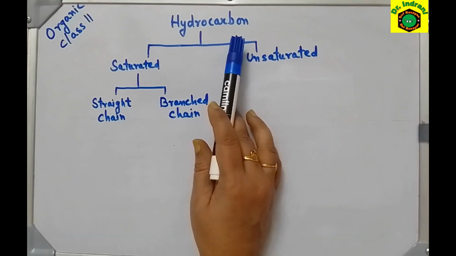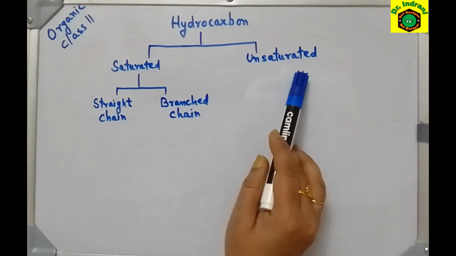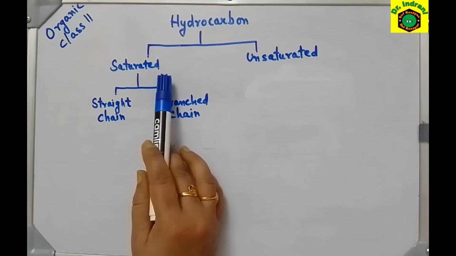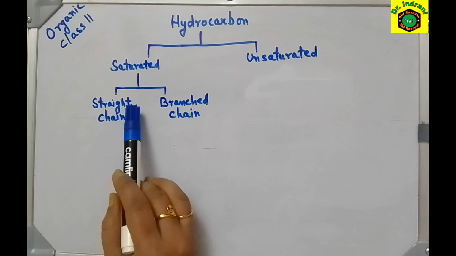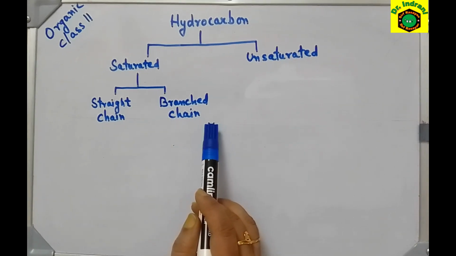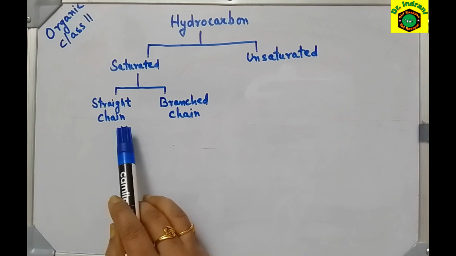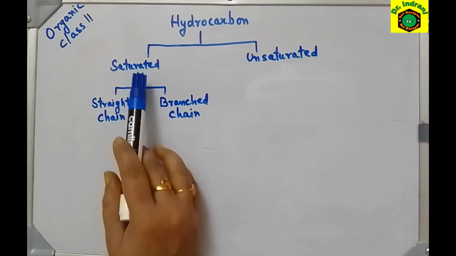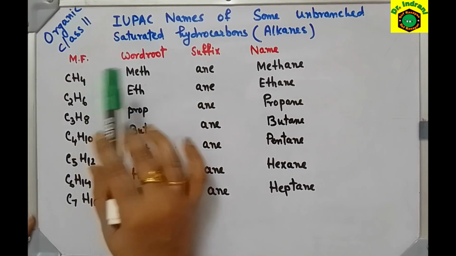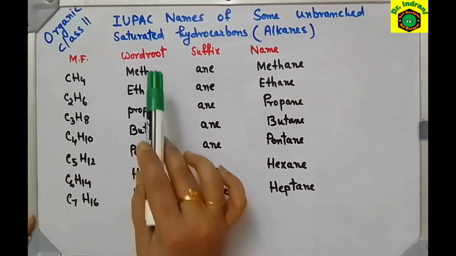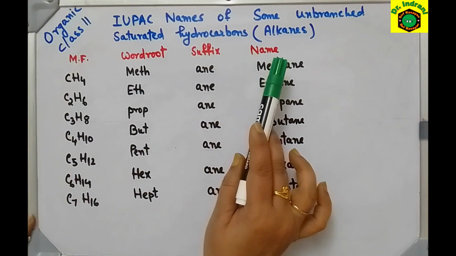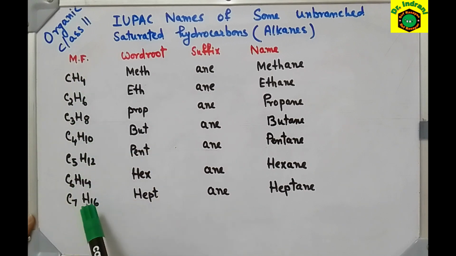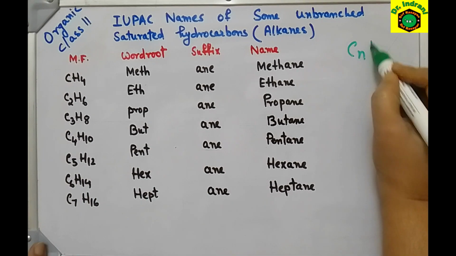Hydrocarbons are broadly classified as saturated and unsaturated hydrocarbons. We have seen already, under saturated hydrocarbons, 2 types are there: one is straight chain, another is branch chain hydrocarbon. So first we will study IUPAC naming of some unbranched, means straight chain, saturated hydrocarbons. Now see here: molecular formula, word root, primary suffix and name. In these compounds no unsaturation is there. These are saturated hydrocarbons, means alkanes. All have the general formula CnH2n+2.